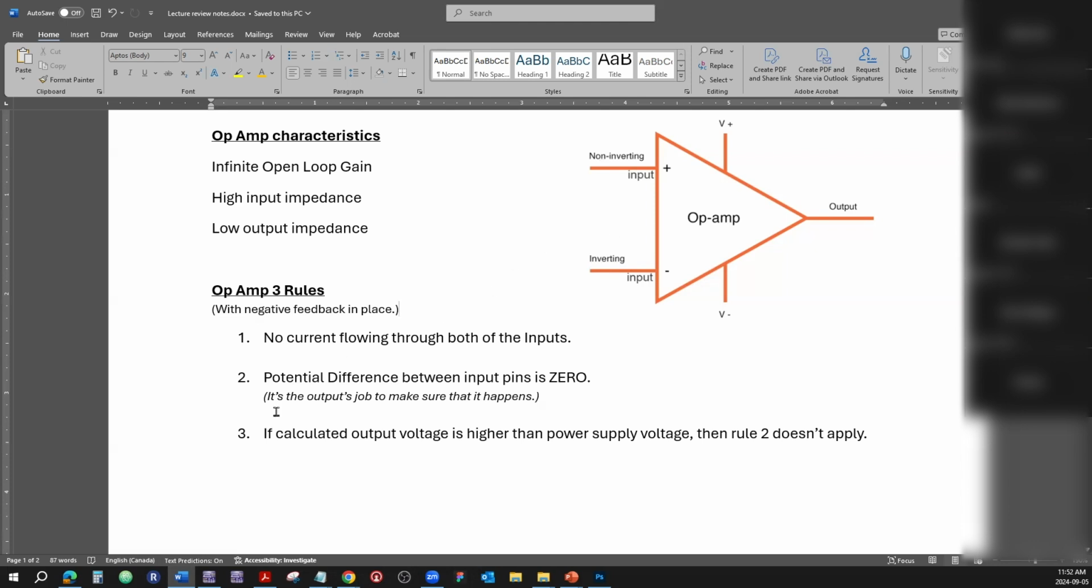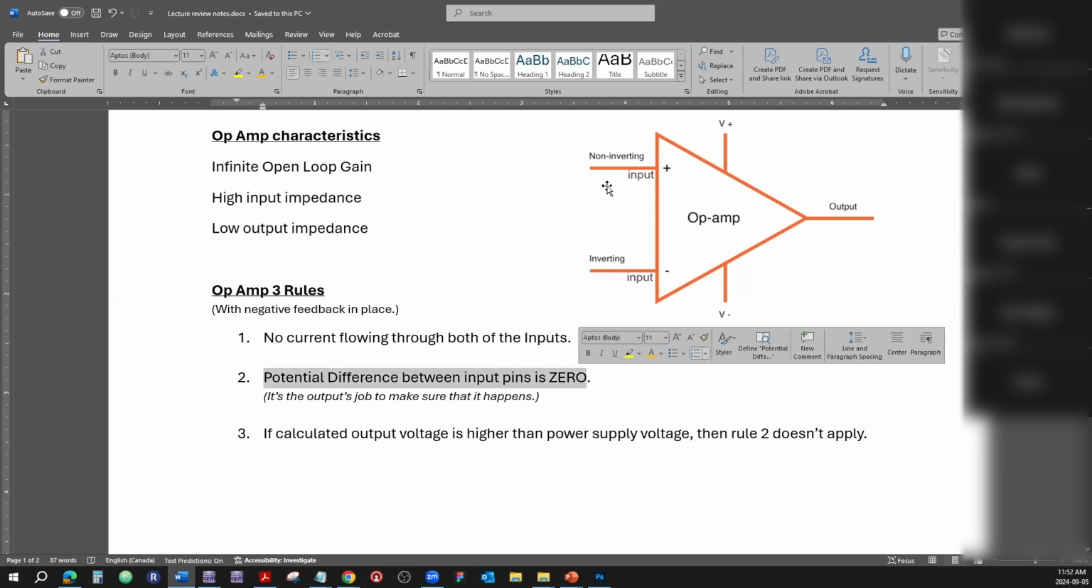Now, here's the third condition. More than a rule, it could be treated as a rule. If the calculated output is higher than the power supply voltage, then rule 2 doesn't apply. They might be different potentials.